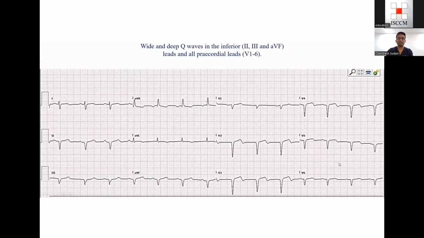And if you see this kind of Q wave, where it is significantly deep, which crosses almost 10 small squares. So this wide and deep Q wave in the inferior leads, particularly in 2, 3, and AVF, tells us that maybe the RCA, right coronary artery, might have some issue, and the patient might have already suffered from a myocardial infarction, or maybe an inferior MI.